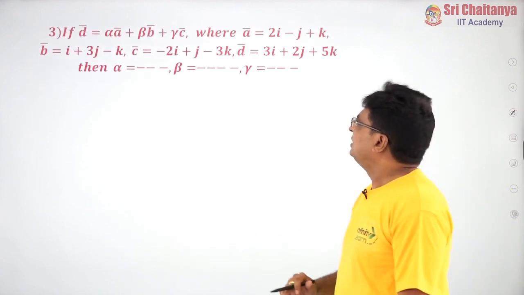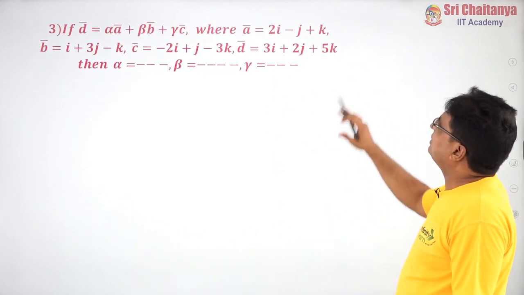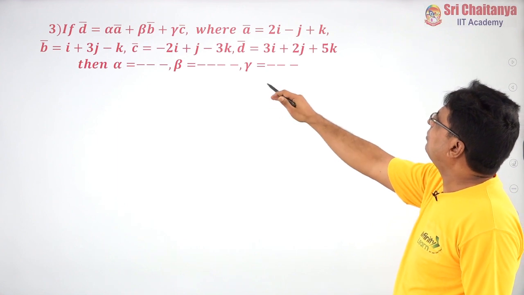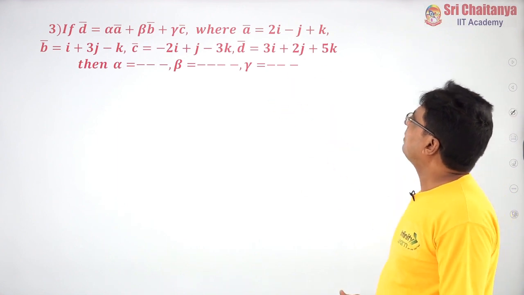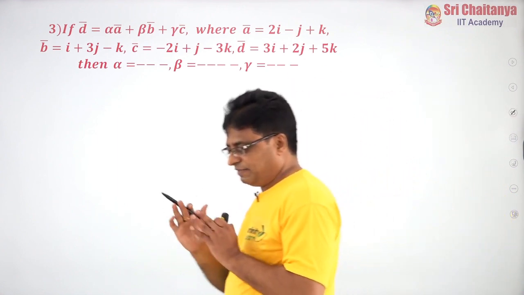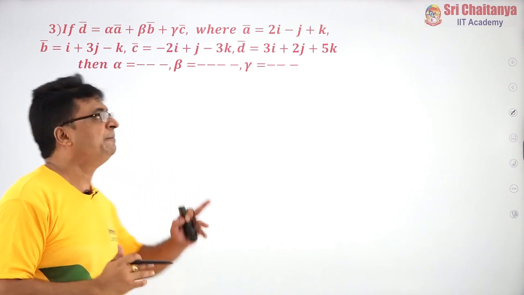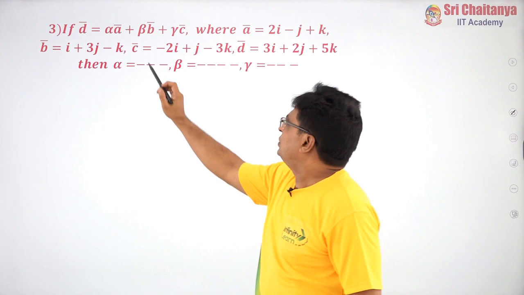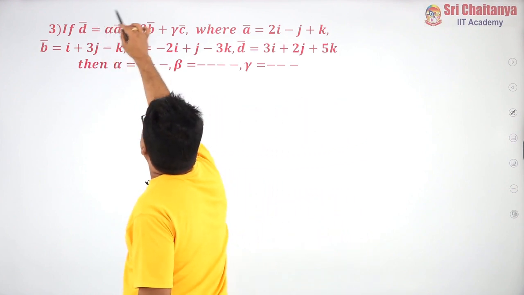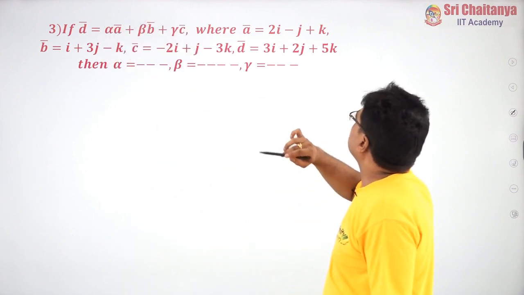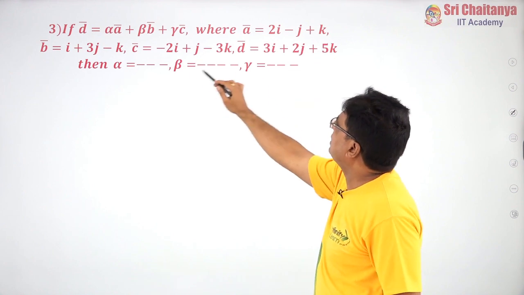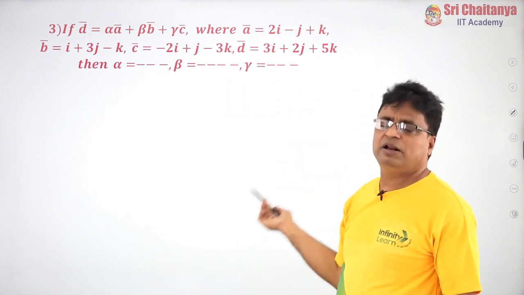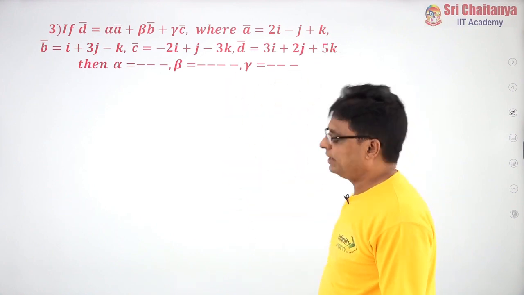Now, coming to the next question, here also read the problem. D bar is equal to alpha A bar plus beta B bar plus gamma C bar. That means the vector D bar is expressed as a linear combination of A bar, B bar, C bar. A bar is given, B bar is given, C bar is given, D bar is given, and they are asking to find alpha, beta, gamma.